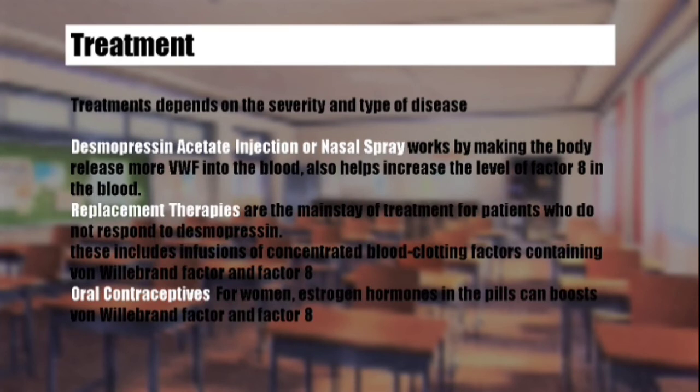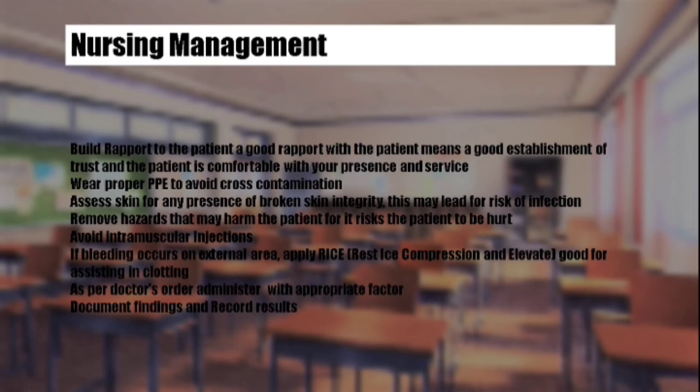Treatment depends on the severity and type of disease. Desmopressin acetate injection or nasal spray works by making the body release more von Willebrand factor into the blood and also helps increase the level of factor 8 in the blood. Replacement therapies are the mainstay of treatment for patients who do not respond to desmopressin. This includes infusions of concentrated blood clotting factors containing von Willebrand factor and factor 8. Oral contraceptives for women: estrogen hormones in the pills can boost von Willebrand factor and factor 8.